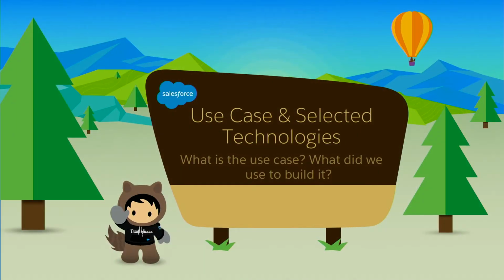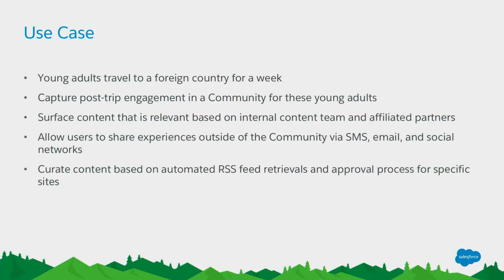So let's talk about this use case that we had for our client and how we decided to pick Ionic and Communities Cloud. So here's the use case. We have some young adults that are traveling to a foreign country, and this organization wanted to capture all the things that happened after that trip and surface content from their partner affiliates and their own organization within this privatized application. Now, they want people to be able to share their experiences not only in the community and via the app, but also send it out via email or SMS.